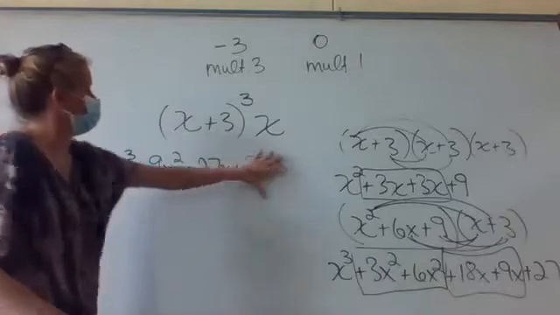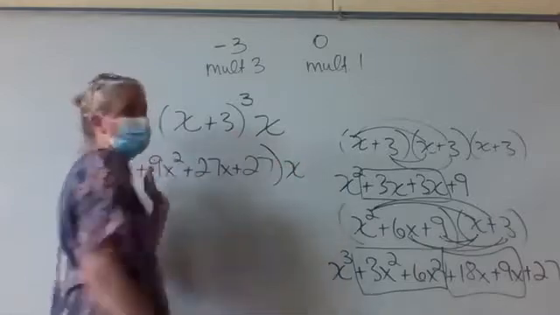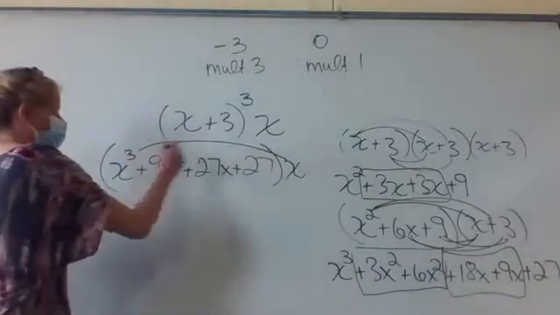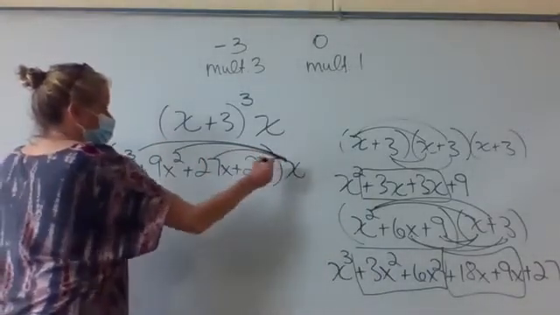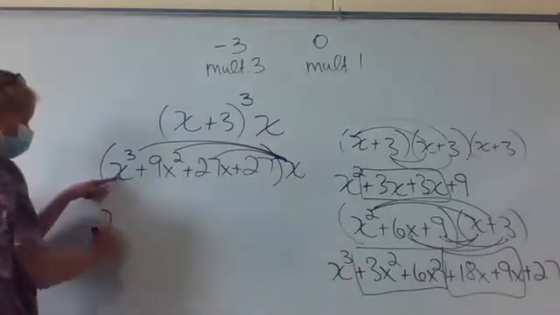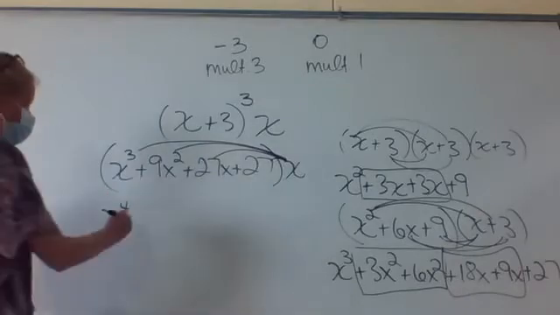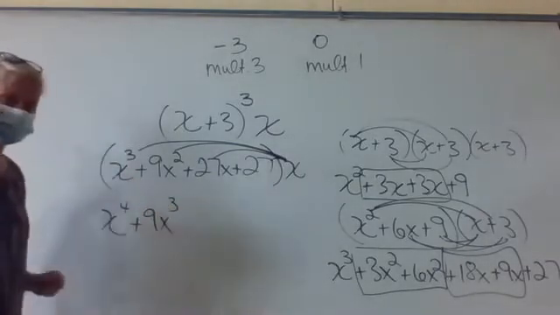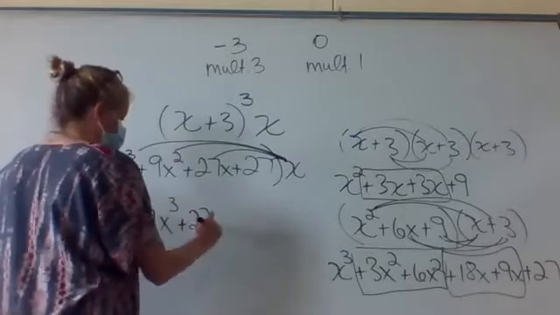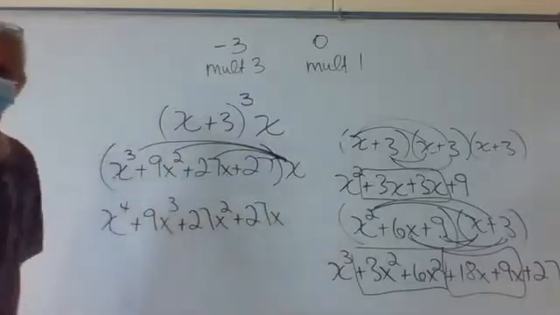But remember, this just came from x plus 3 to the third. I still have to multiply all this times that x. That's where your degree 4 is going to come from, distributing this x to all those terms. So I've got x times x to the third, which is x to the fourth, times 9x squared gives me 9x to the third. X times 27x gives me plus 27x squared, and x times 27 is 27x.